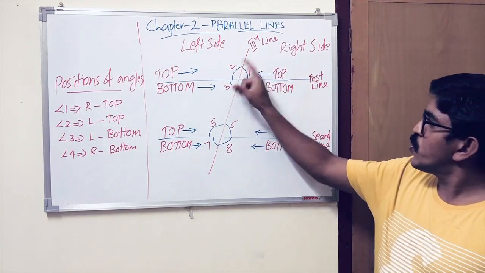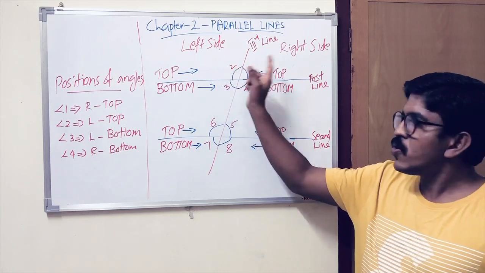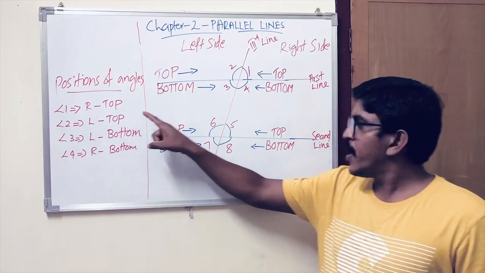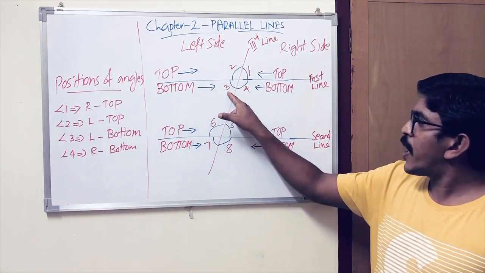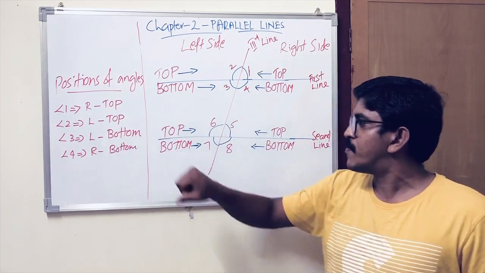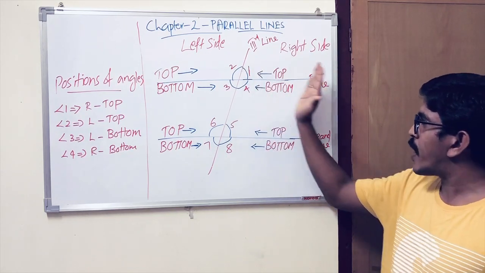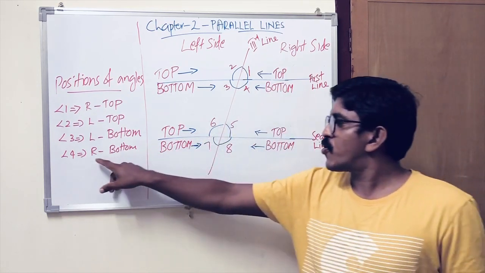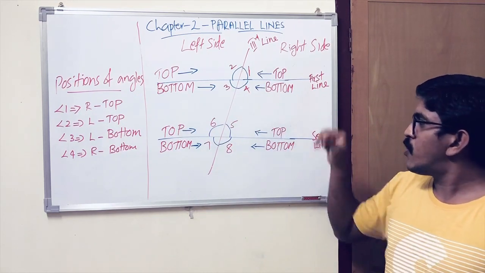And angle 2, you can see here it is on the left side and also on the top level. So, the position of angle 2 is left side top. And here you can see angle 3 is on the left side and on the bottom level. So angle 3 is left side bottom. The last one, angle 4, is on the right side and also on the bottom. So the position of angle 4 is right side bottom.